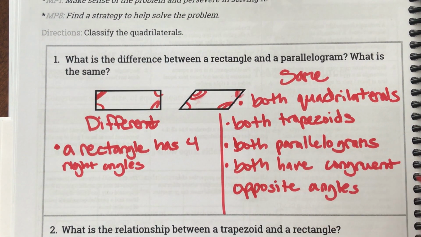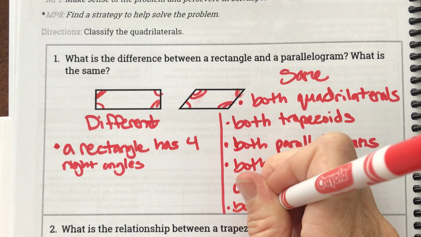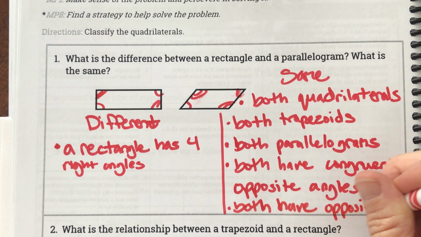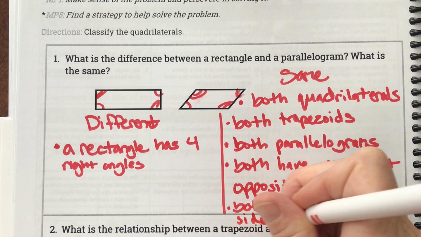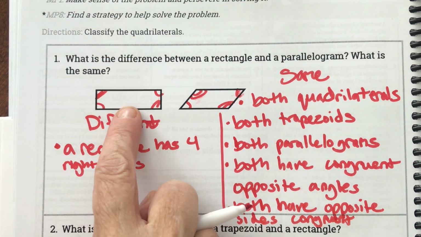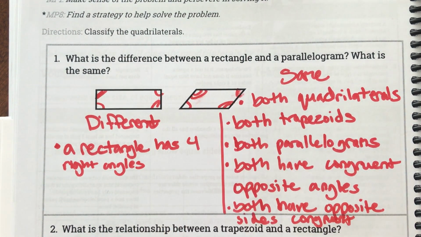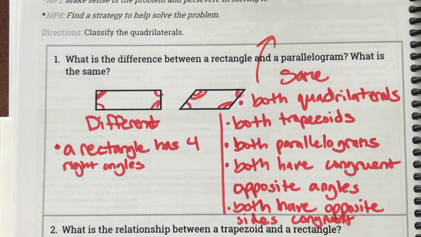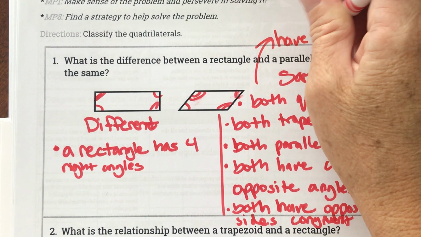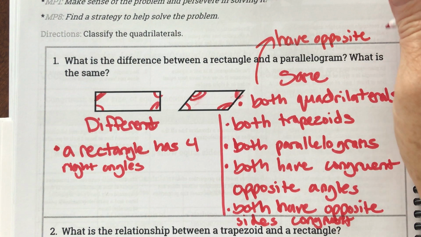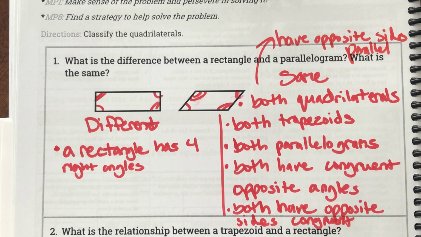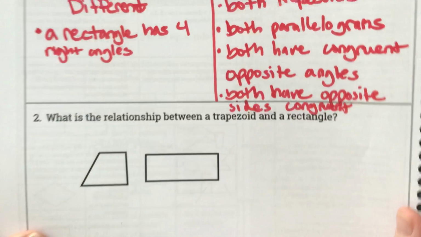We could say they both have opposite sides congruent, which this and this are congruent, this and this are congruent, this and this are congruent. I could have even also said that they both have opposite sides that are parallel. There's so many things I could say that make them the same. Okay, let's look at my next problem.